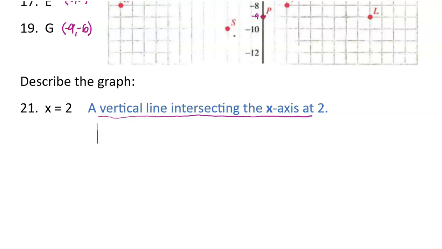Now, what does this picture look like? Making a quick sketch, if that's your x-axis and y-axis, what do I mean by a vertical line intersecting the x-axis at 2? It means you find 2 on the x-axis, the second mark, and it would be a vertical line going through that mark. Now in the directions, you're not asked to draw it. You're just asked to describe it out in words.